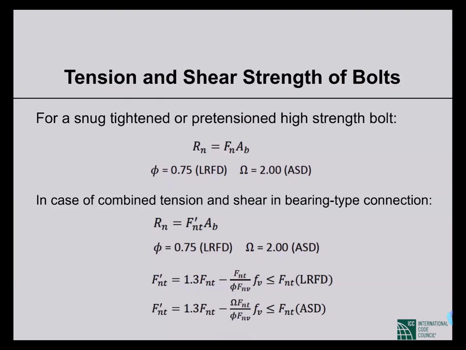Now, when there is combined tension and shear, so when there is tension and then you shear something, the shear capacity gets reduced. So when they are simultaneously applied, then the capacity gets reduced. So those equations are given here.